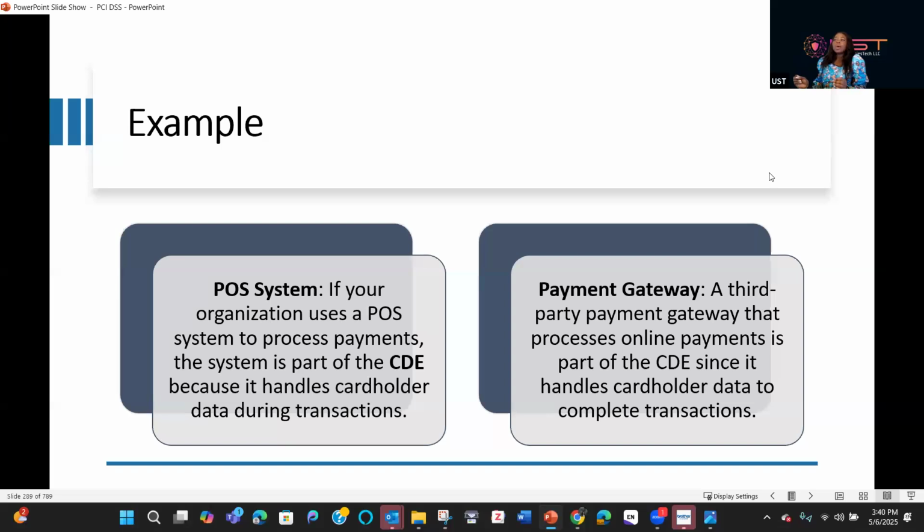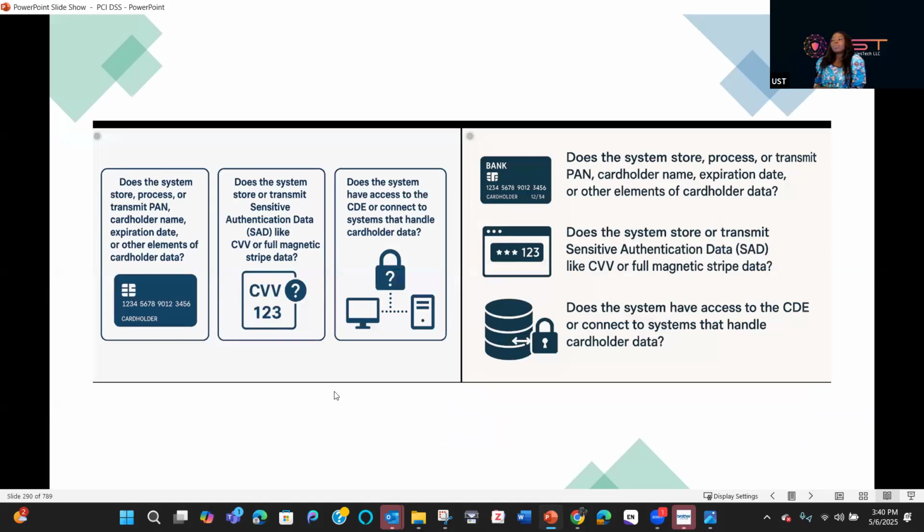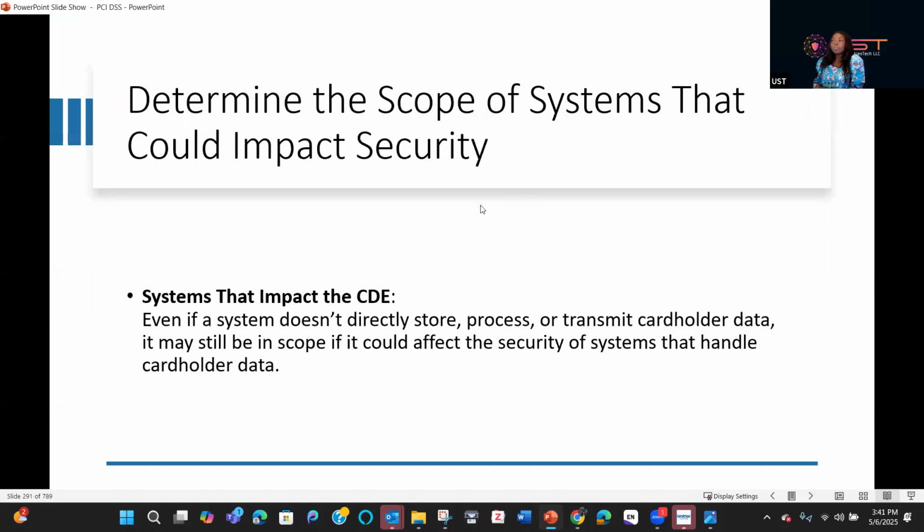For example, a POS system: if your organization uses a POS system to process payments, the system is part of the CDE because it handles cardholder data during the transaction. A third-party payment gateway that processes online payments is part of the CDE since it handles cardholder data to complete the transaction, right? And this gives us a good example of all we've covered. Does the system store and process this? Does the system store or transmit CVV or SAD? Does the system have access to your cardholder data environment? So yes, then you know that it has to be in scope.